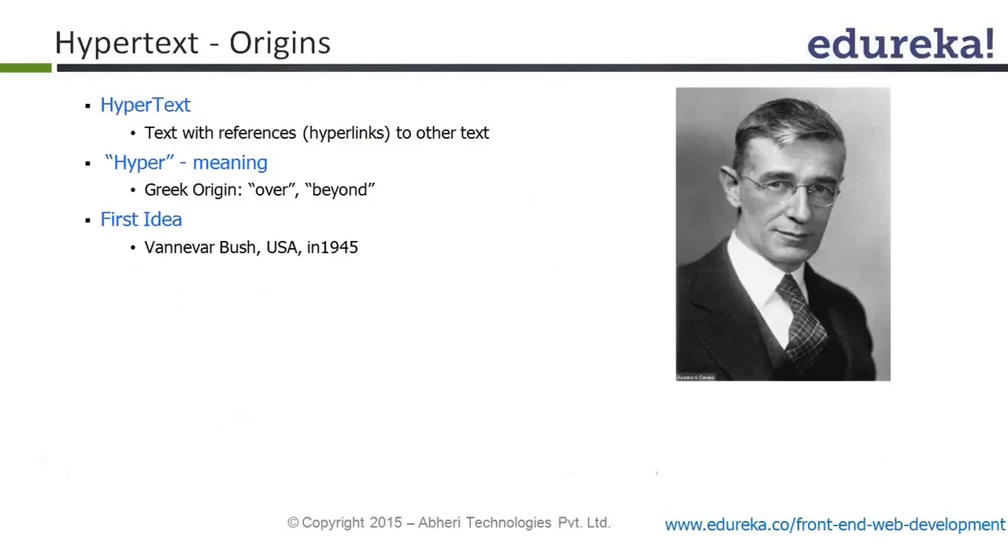You might be wondering what hyper means. Hyper and hypo are terms used in technology and also in the medical field by doctors. Hyper means something over and beyond, and hypo means lesser and below. So hypertext is text which is over and beyond plain text. What makes it beyond is that you can embed links to other text inside this text. That is what hypertext is.